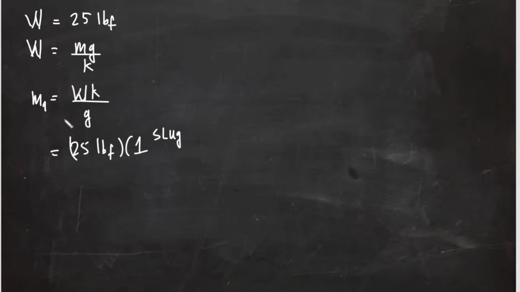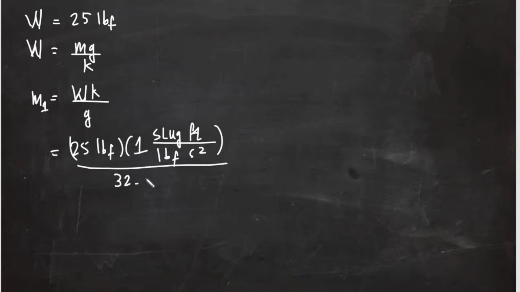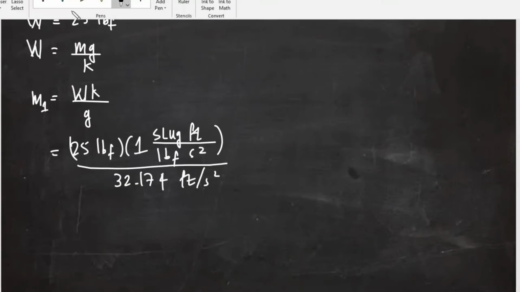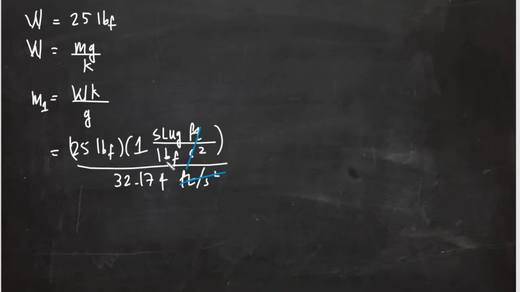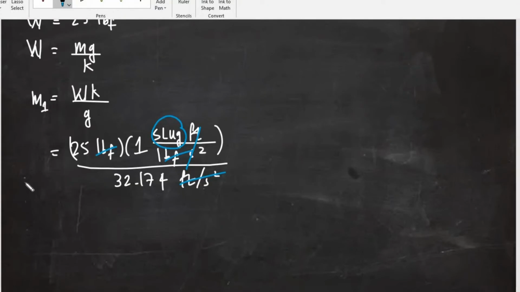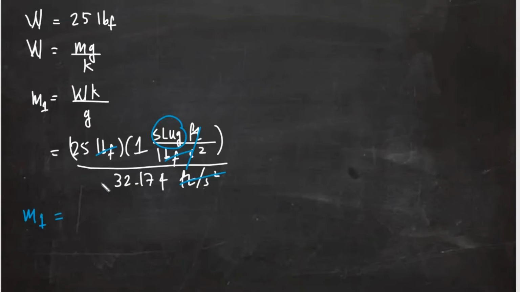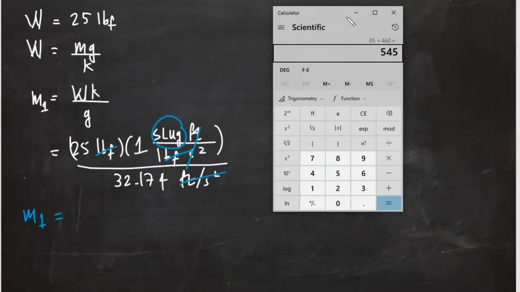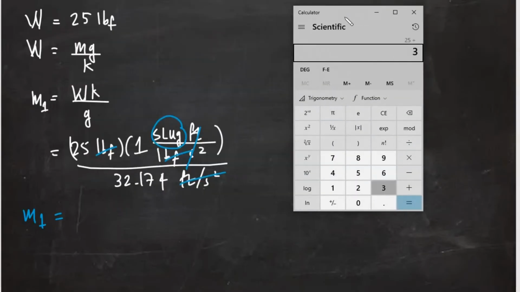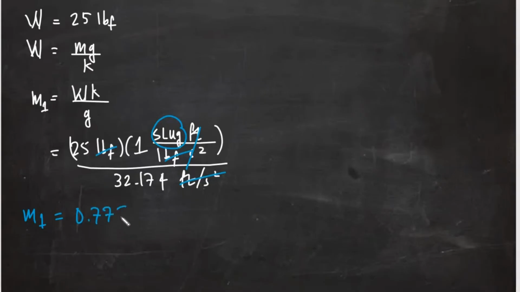Okay. So this is the initial mass. Let's say that is mass sub 1. So 1 slug feet over pound force second square, all over g. Let's assume 32.174 feet per second square. So here, feet per second square will cancel out, pound force will cancel out, and the final unit for our mass is slug. Okay, so mass sub 1. Let's get our calculator. We have 25 divided by 32.174. So 0.777, 0.77 slugs.